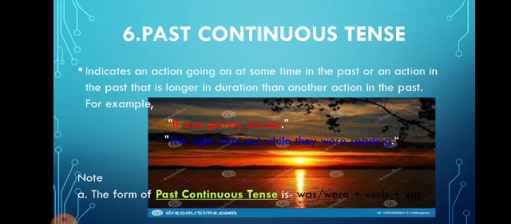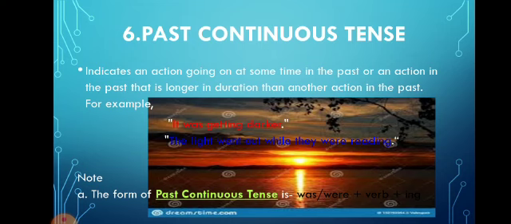He locked the door. He knocked at the door. I started to learn. See, the action in the past. So the verb form is was or were plus verb plus ing.